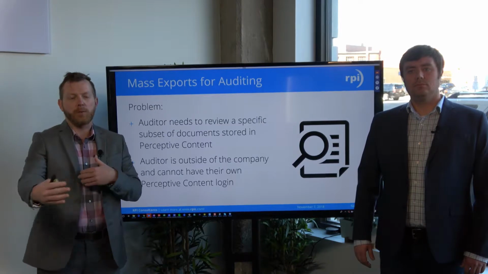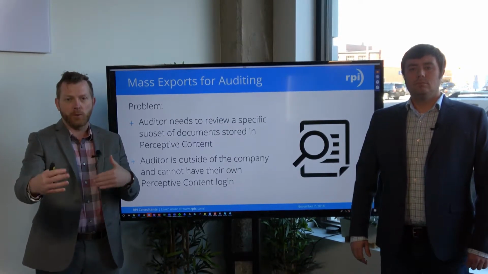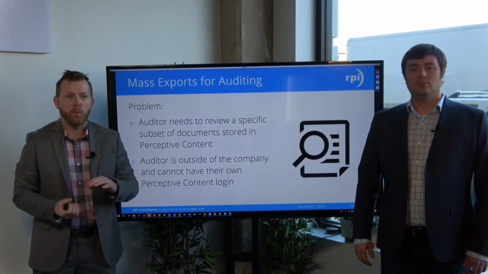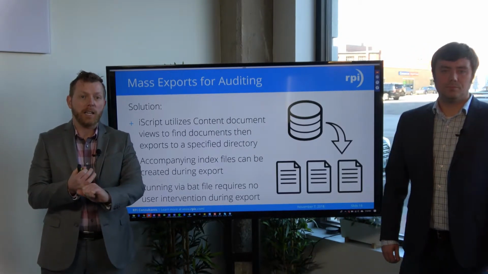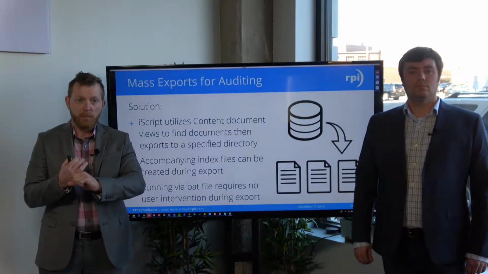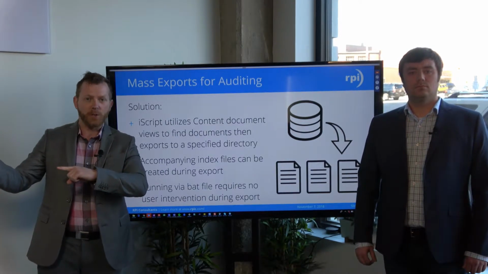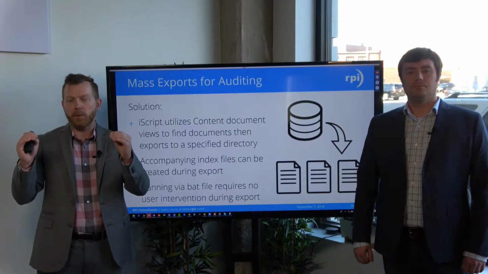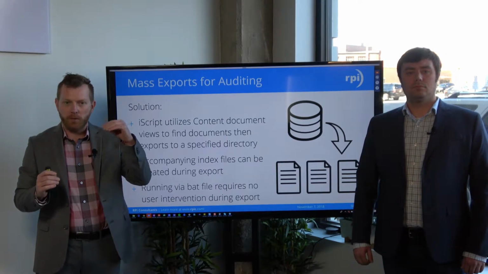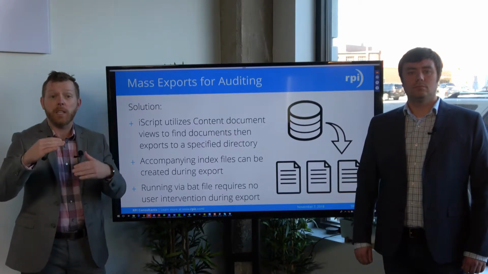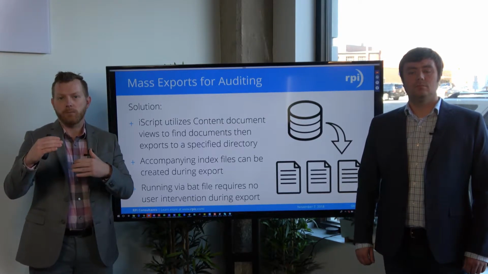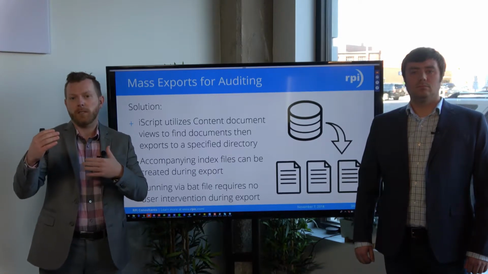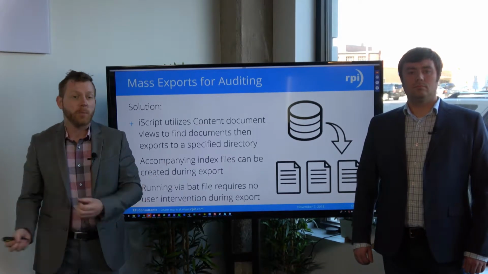So if auditors need to review a bunch of contracts that you have stored within Perceptive, you need a way to get them out. One thing you can do is use an iScript to look at a specific view. This is the easiest way to do it: you create an iScript view within Perceptive Content, a document view, call it whatever you want, and limit it to the results you'd like returned. The iScript hits that view, decides which documents to pull, and exports them out.